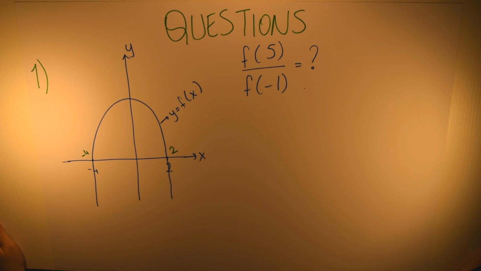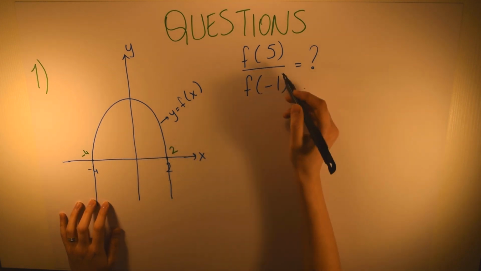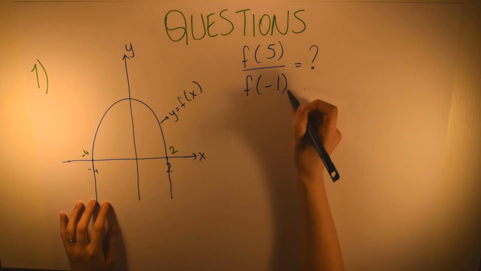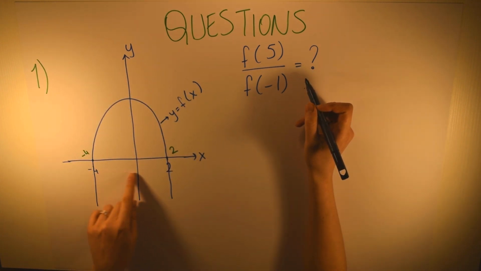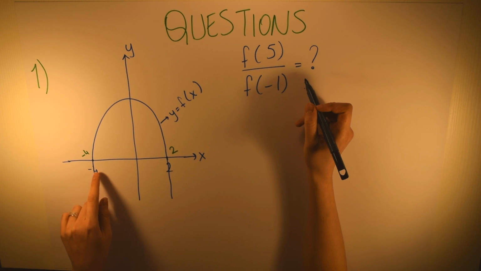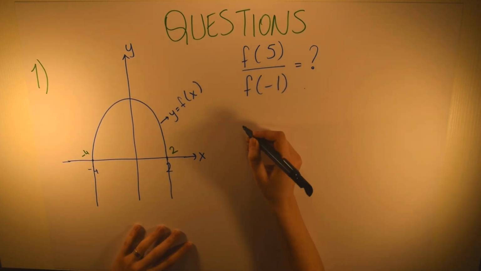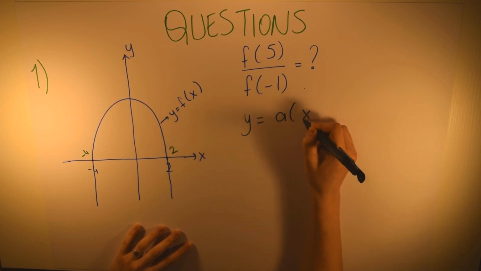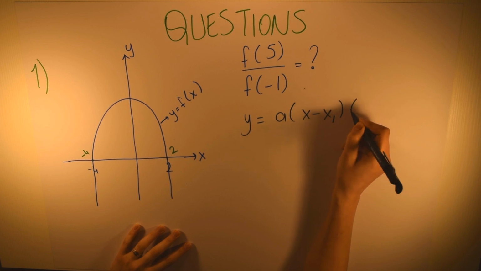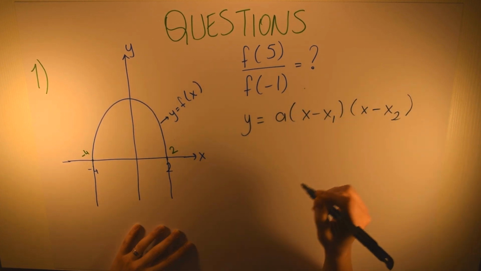Let's continue with our 10 question part. So let's start with the first one. This parabola graph is given, and f(5) over f(-1) is asked. When you have this kind of graph and you know the intercepts, for example, here we know x1 and x2, which formula do you use? We use y = a(x - x1)(x - x2), right?